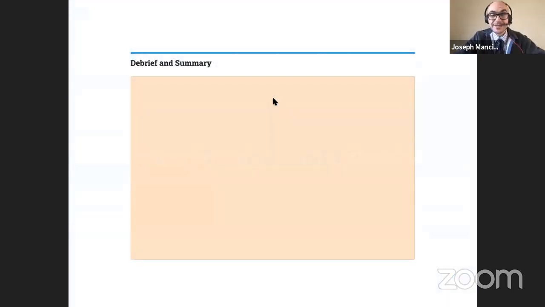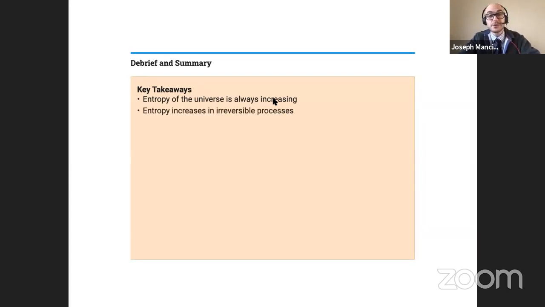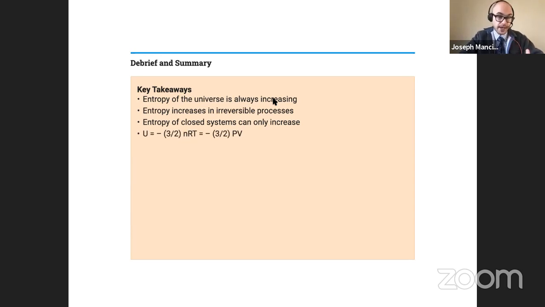All right, so a quick debrief and summary. The key takeaways for today are that the entropy of the universe is always increasing. Entropy increases in an irreversible process, and the entropy of closed systems will only increase over time. And that the internal energy of an ideal gas is 3/2 nRT, or 3/2 PV.